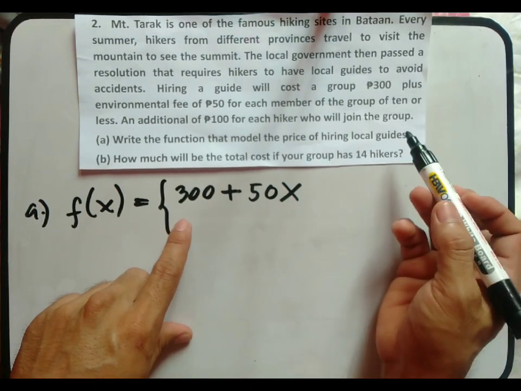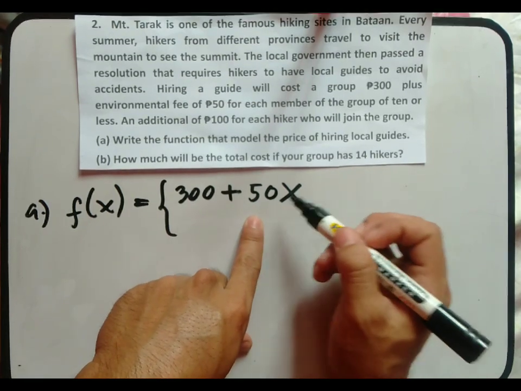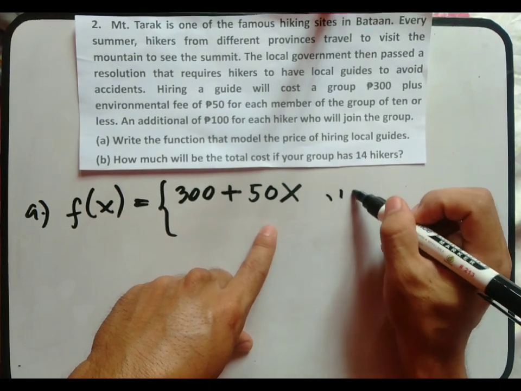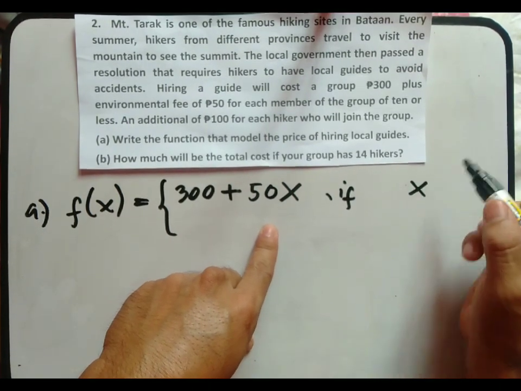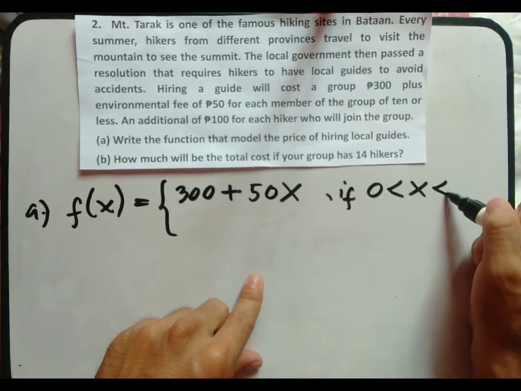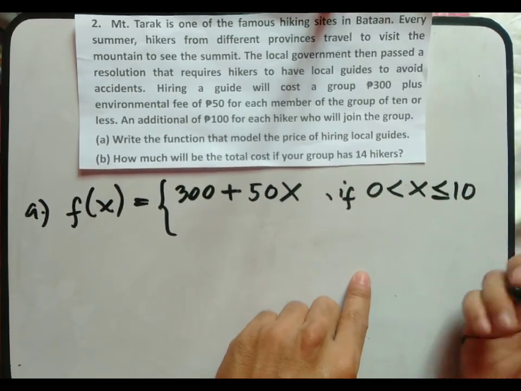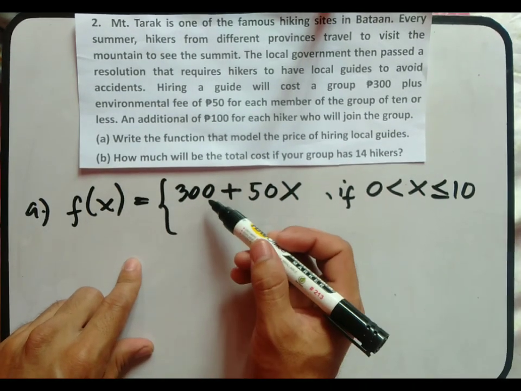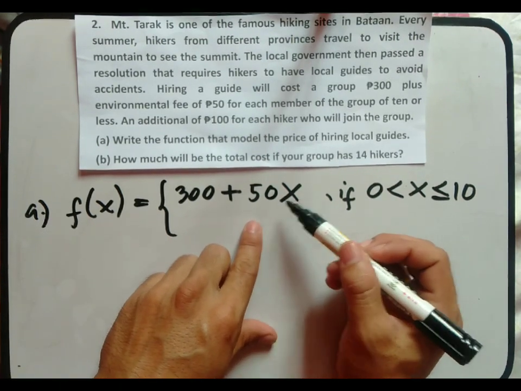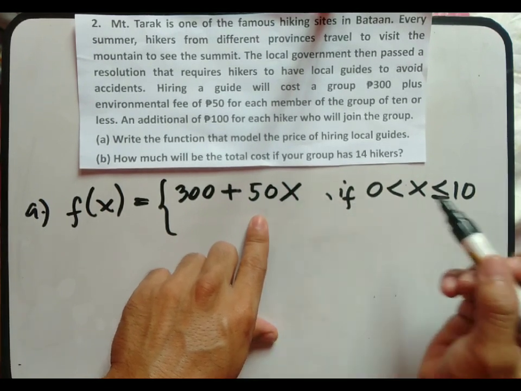Again, yung buong grupo magbabayad ng 300. Tapos, each member of the group magbabayad naman ng 50 pesos. So, that is if x is greater than 0 but less than or equal to 10. So, kapag 10 members or below, you will going to pay the 300 pesos for the guide, and then 50 pesos naman for each member of the group. So, yung x, 50 pesos, and then nakadepende yan sa number of groups nyo.